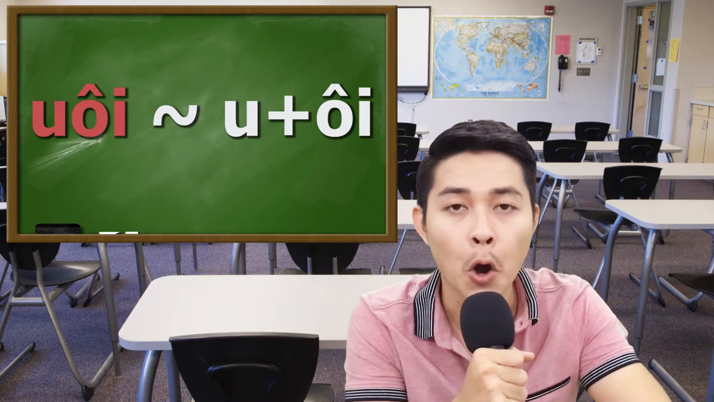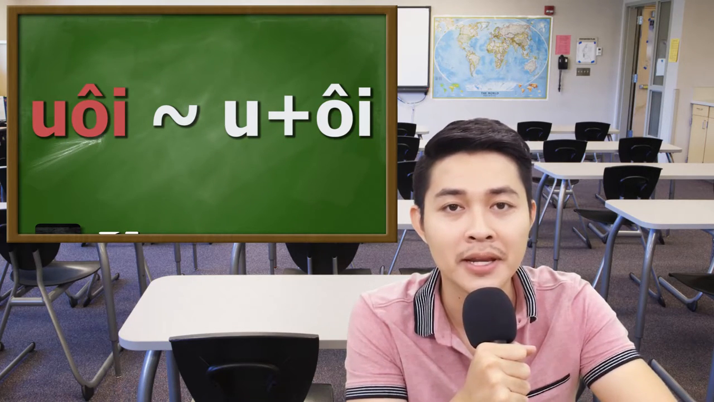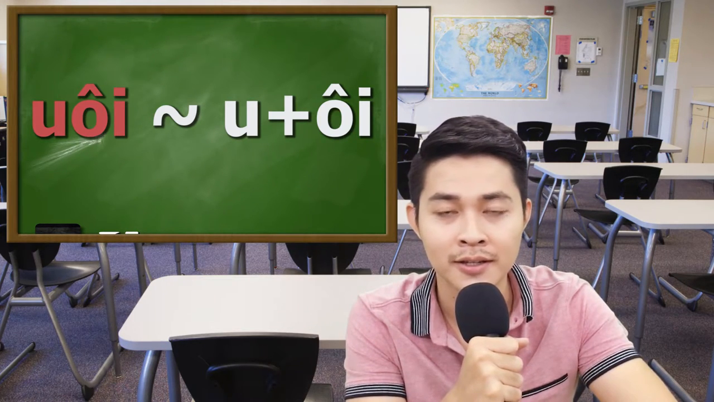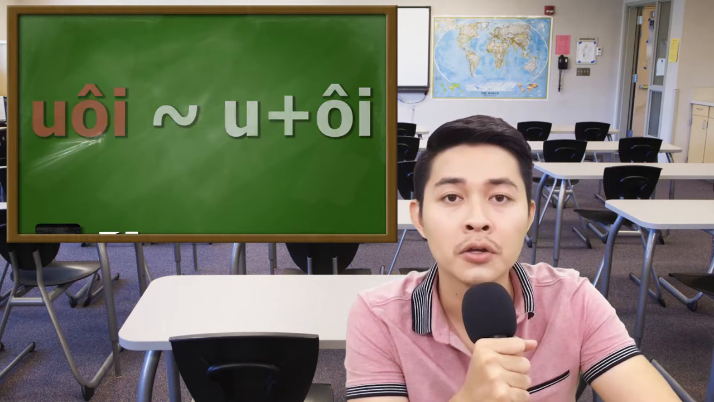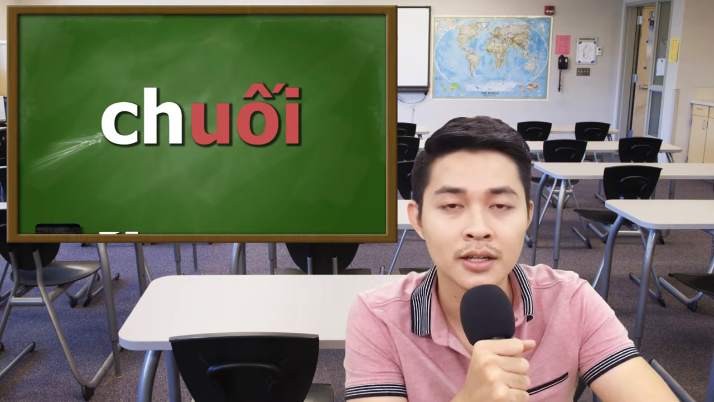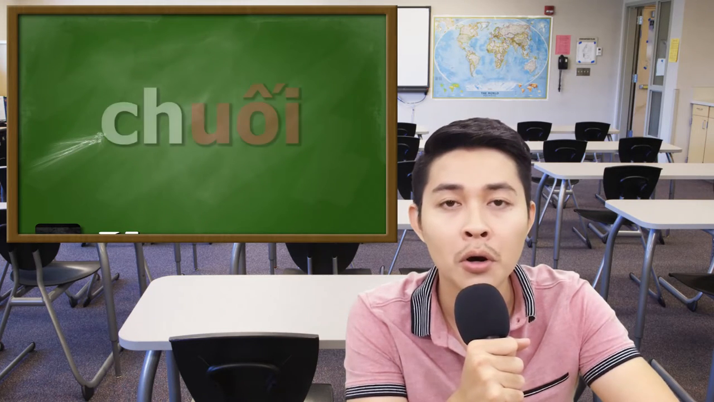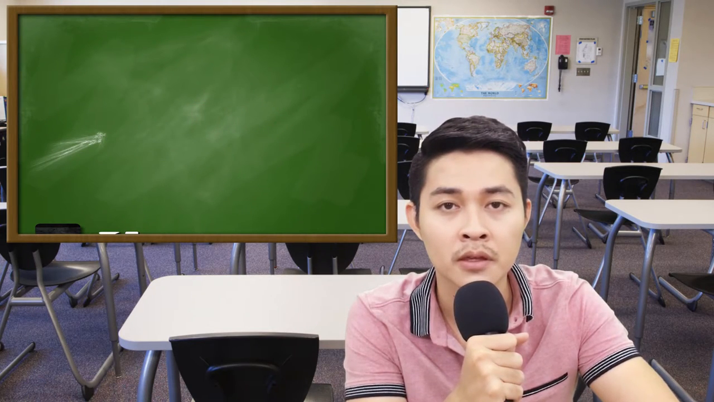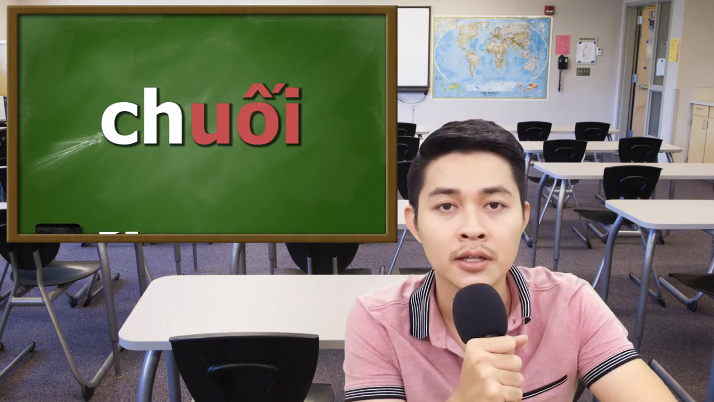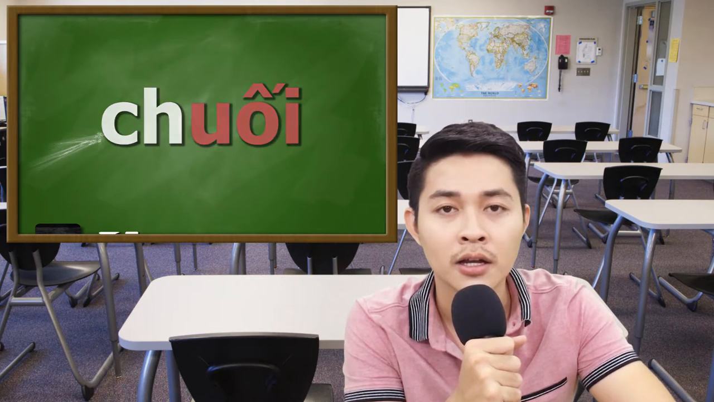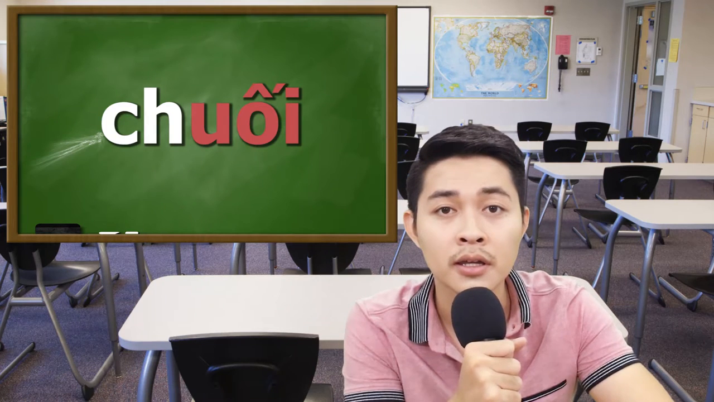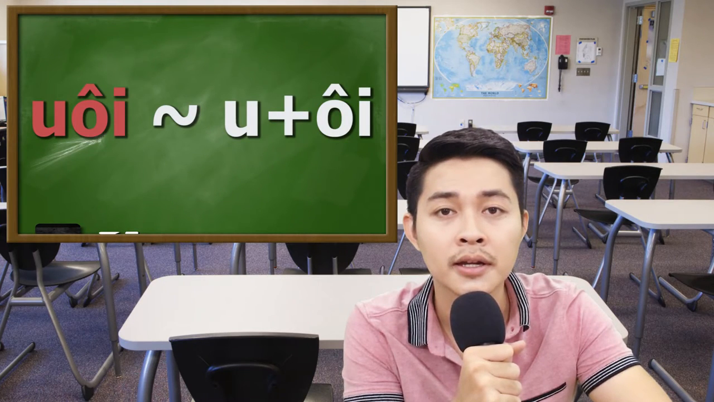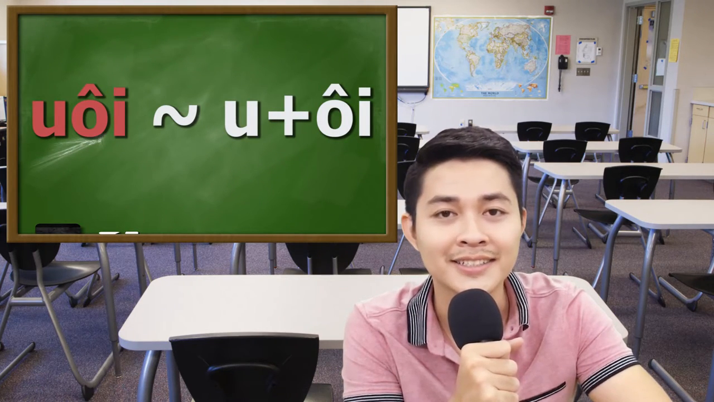The next cluster is ui. This is a combination between u and oi. Ui, ui. For example, chuối, muối. Now repeat. Chuối. Muối. Good.